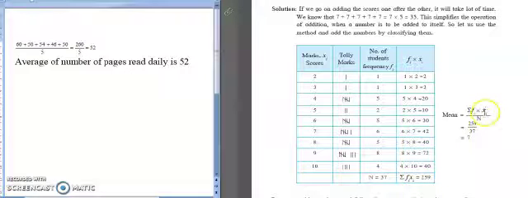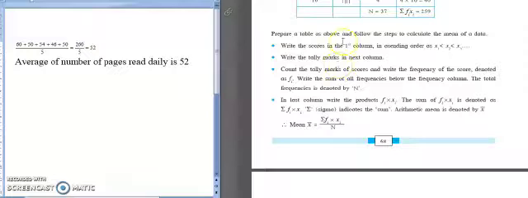Now summation of Fi into Xi divided by n. n means the total number of students. So the total number of students you can get from here by adding all these numbers. So n equals 37. So 259 divided by 37 equals 7. This is the arithmetic mean, or simply it is known as the mean.